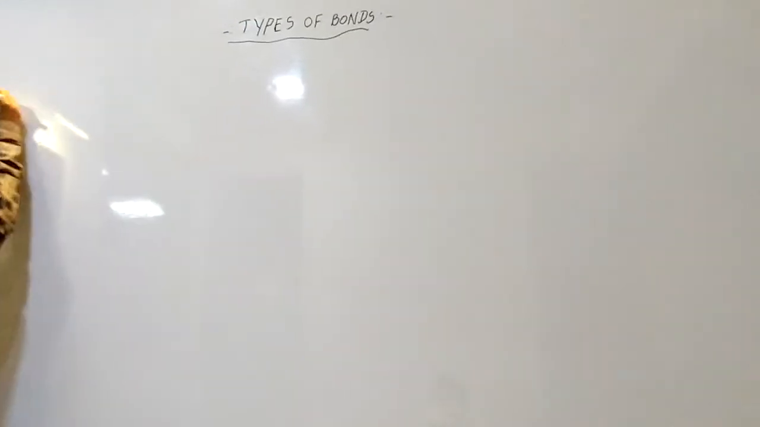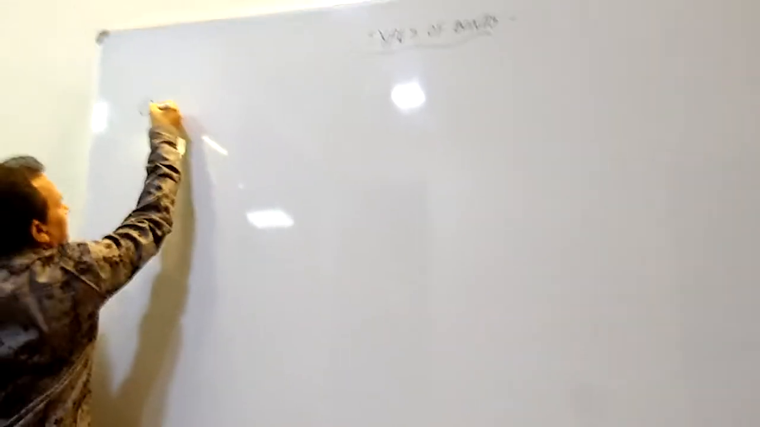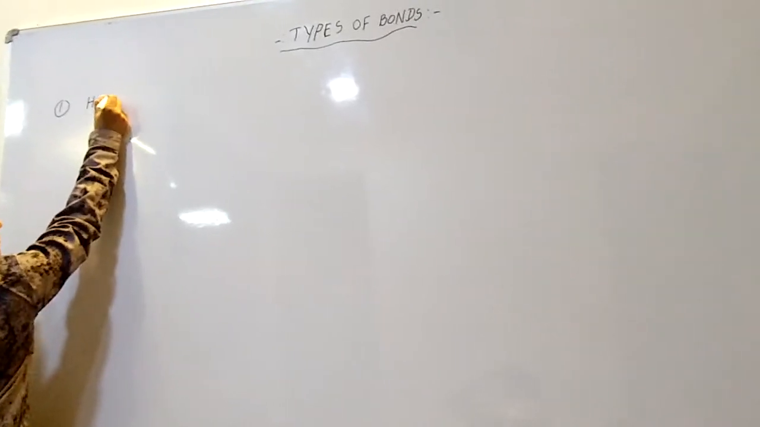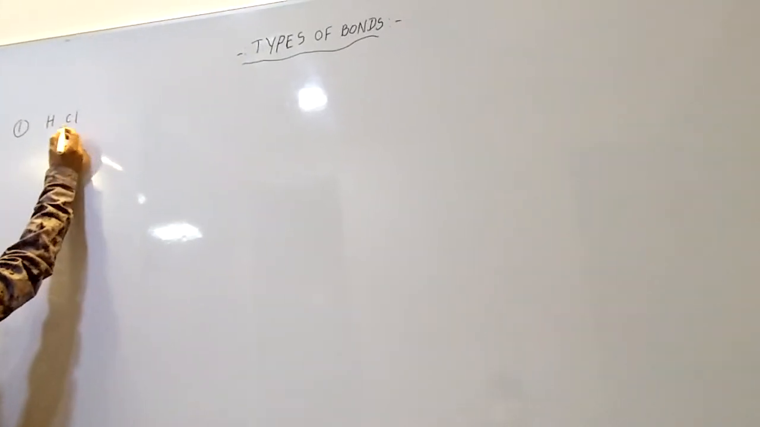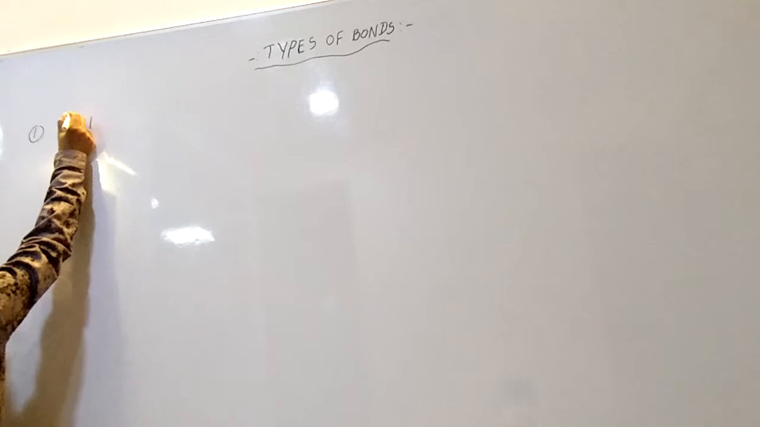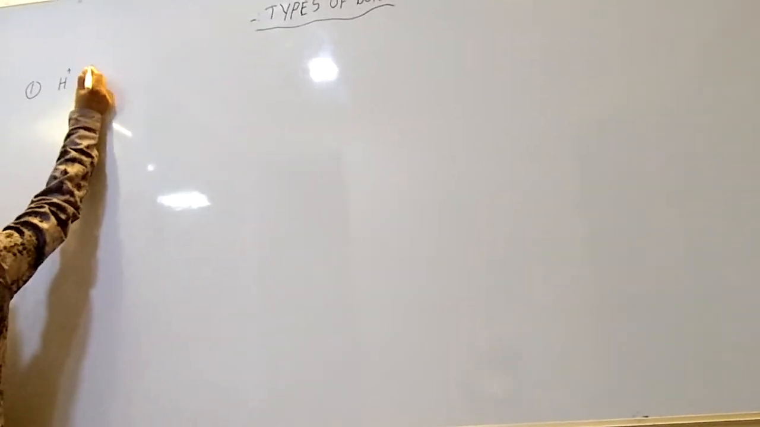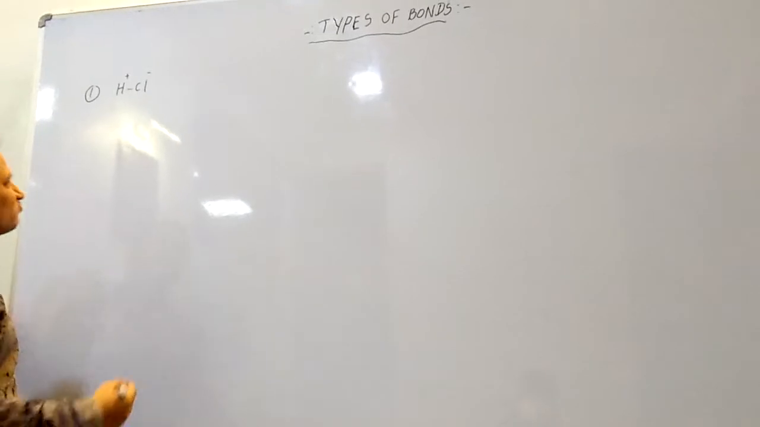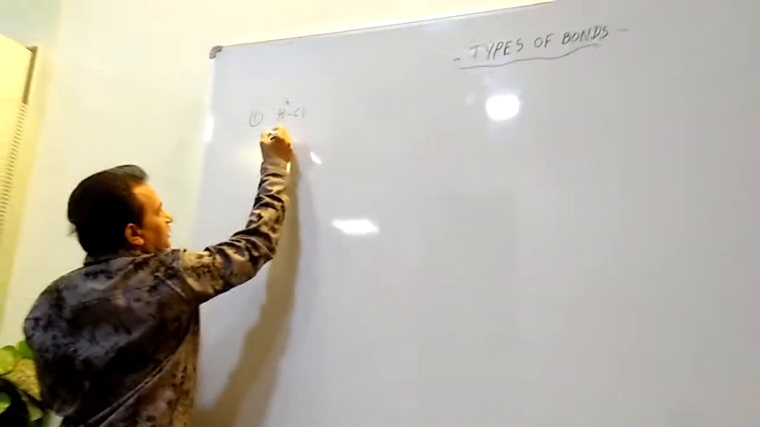Here are the types of bonds, and I will say what type of bonds are present in these examples. Okay, HCl. HCl means H plus and Cl minus, and a covalent bond is also present, partially positive and partially negative.